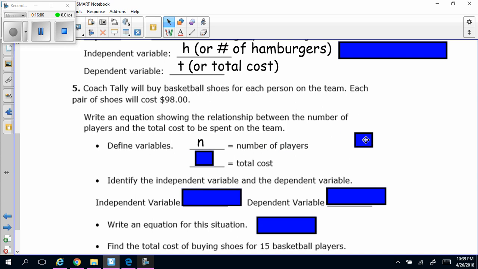So I am just thinking letter n for the variable to represent the number of players. You can choose whatever you want, but in this case, I want to choose n. And my total cost will be C for cost. Now we got that down, so go ahead and keep filling these in.